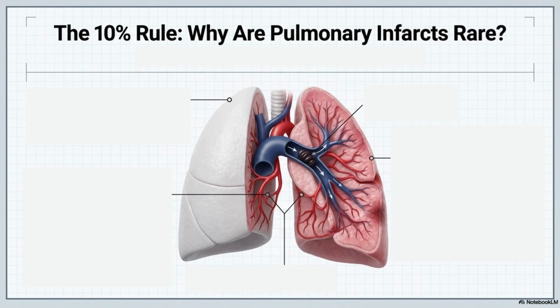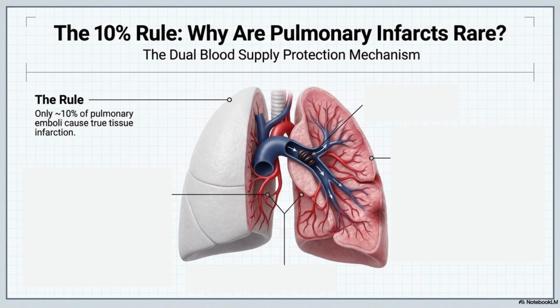Let's shift gears to the 10% rule. Why are pulmonary infarcts rare? This comes down to the dual blood supply protection mechanism. The rule is that only around 10% of pulmonary emboli cause true tissue infarction.